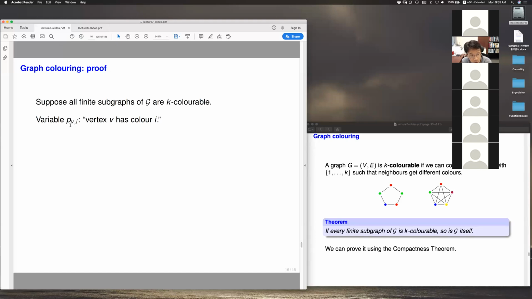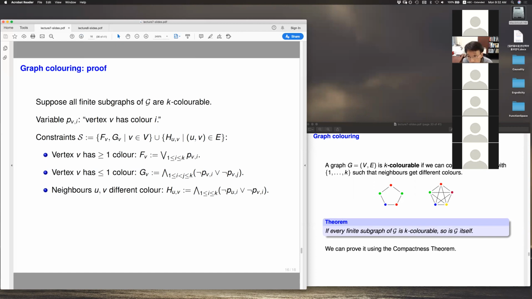Okay, so P_{v,i} is a propositional variable which has a value either 1 or 0. If it has a value 1, that means vertex v has color i. So i will be either 1, 2, up to k. The possible v's are all the vertices in the given graph G. So there are infinitely many possible v, but in this context there are only finitely many possible i, because there are only finitely many possible colors that we are thinking about. So there are infinitely many propositional variables P_{v,i}, and we will design a bunch of formulas that express our problem using these variables.